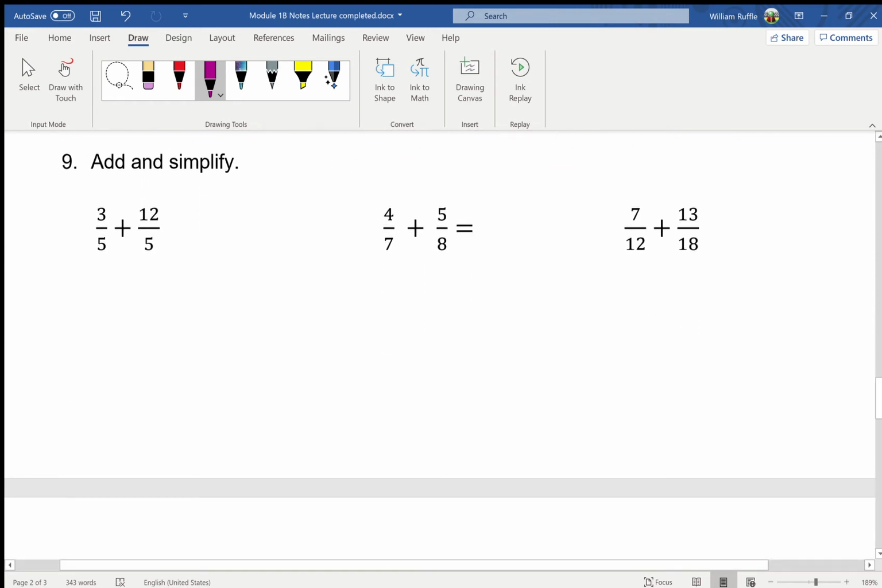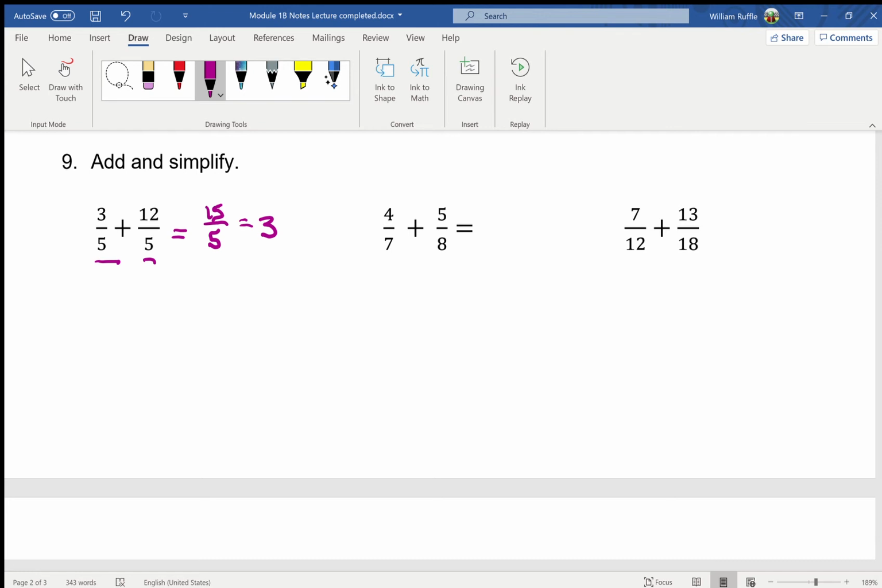Adding and simplifying. Now, when you're adding fractions, they have to have a common denominator. This first question's nice. They both have the same denominator of 5. Now, when we were multiplying, we would do 3 times 12, we would do 5 times 5. Adding, you get the common denominator, then you only add the numerators. 3 plus 12 is 15 over 5. Notice that this does not change like in multiplication. 15 divided by 5 is 3.